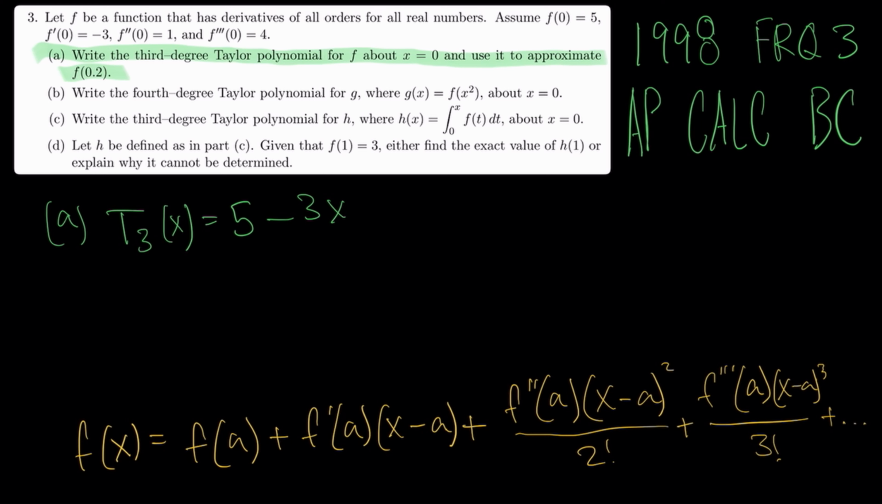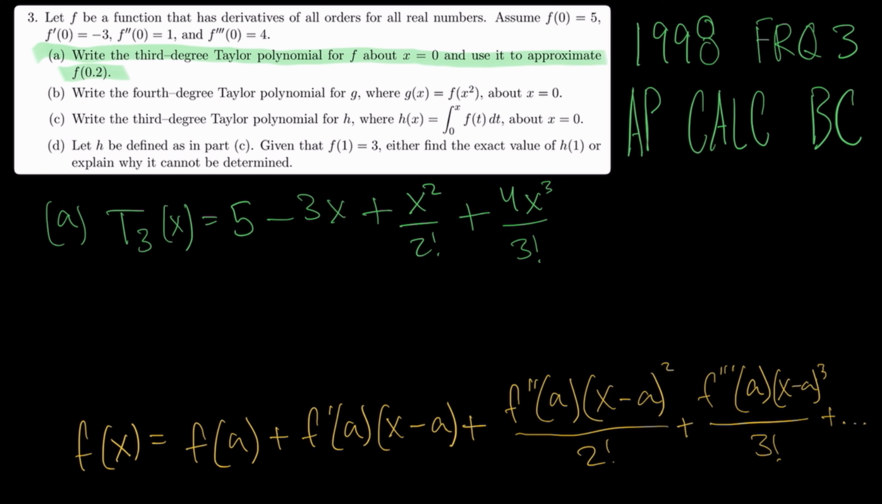Next, we have our second derivative, and this is 1. So we have plus x squared over 2 factorial. And then we have our third derivative, which is 4. So you have plus 4x cubed over 3 factorial.